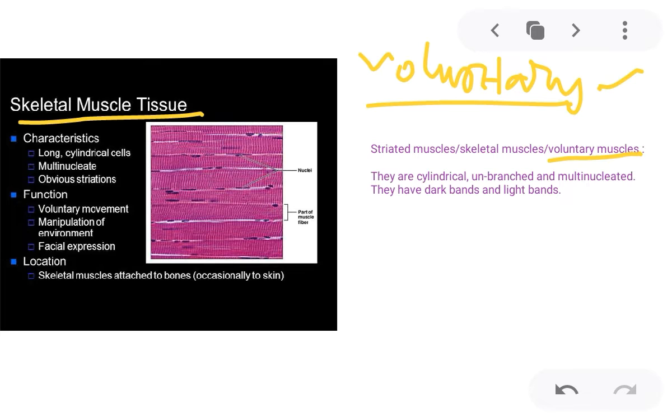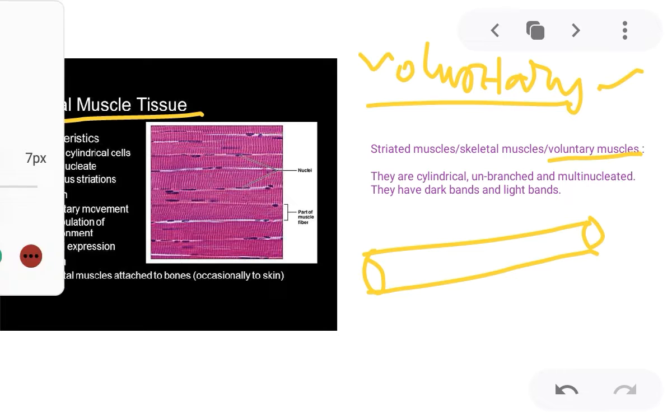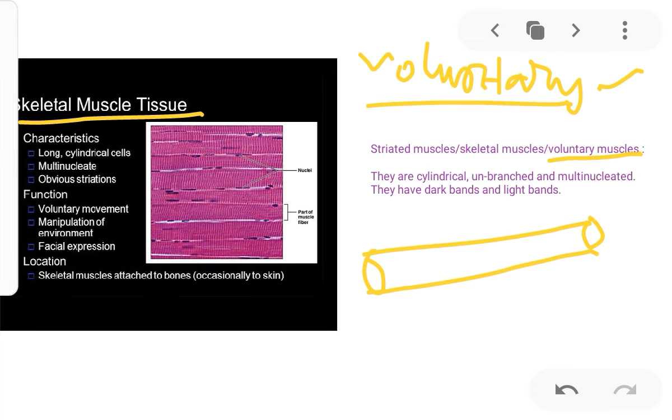Coming to the characteristics of skeletal muscles, these muscles are long and cylindrical in nature. You can check the structure of a single muscle tissue or muscle cell. I'll try to draw here. If you see, it's long and cylindrical in nature. This is cylindrical in shape, right? And they are multinucleate. What does multinucleate mean?